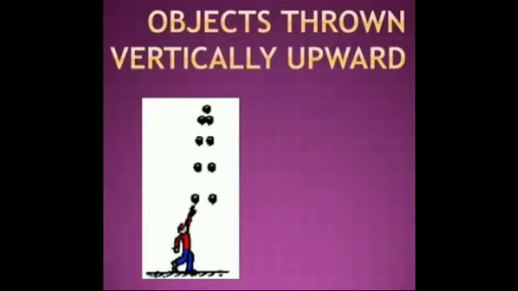The velocity and the position of the object at any time t are v is equal to u minus gt, s is equal to ut minus half gt squared. Minus means opposite direction. The velocity of the object at any position y from the point where the object is thrown: v squared is equal to u squared minus 2gy.